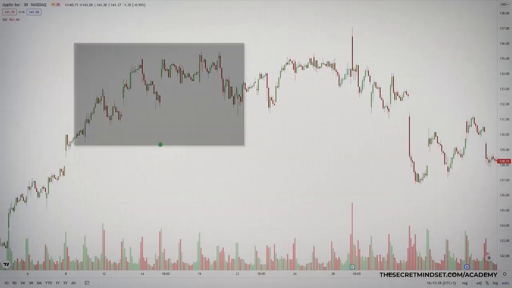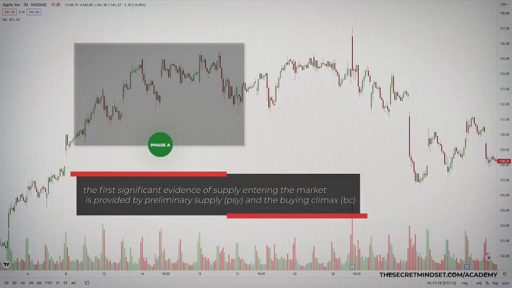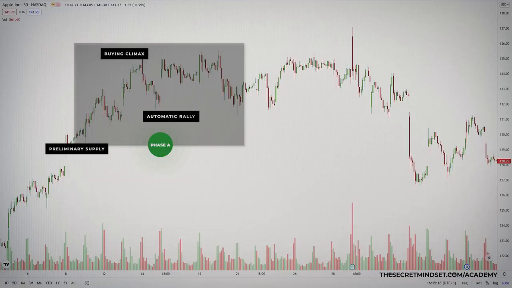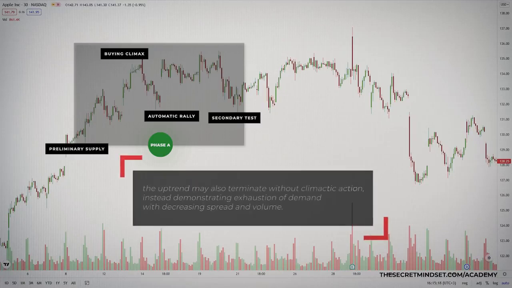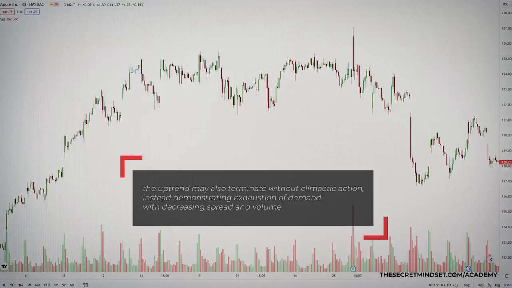Phase A in a distribution trading range marks the stopping of the prior uptrend. Up to this point, demand has been dominant, and the first significant evidence of supply entering the market is provided by the preliminary support and the buying climax. These events are usually followed by an automatic reaction and a secondary test of the buying climax, often with diminished volume. However, the uptrend may also terminate without climatic action, instead demonstrating exhaustion of demand with decreasing spread and volume.